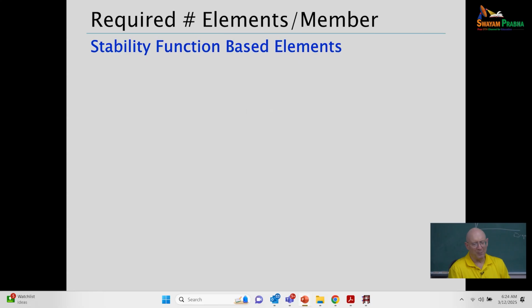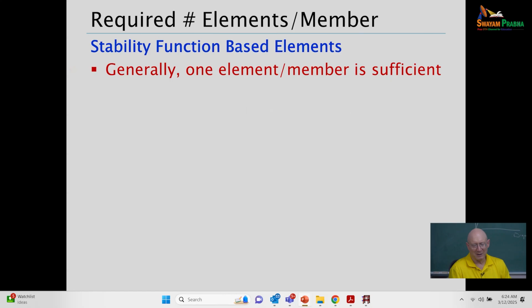So how many elements do we need if we're using the stability function based elements? One. You've got a differential equation solution, at least to the extent that you don't have significant shear deformation. It's an Euler-Bernoulli based solution. You're getting a rigorous solution. And we're not solving mechanical springs that have a switch or some huge displacement in it. Sine theta is equal to theta relative to the chord. So yeah, 1 element is good enough.